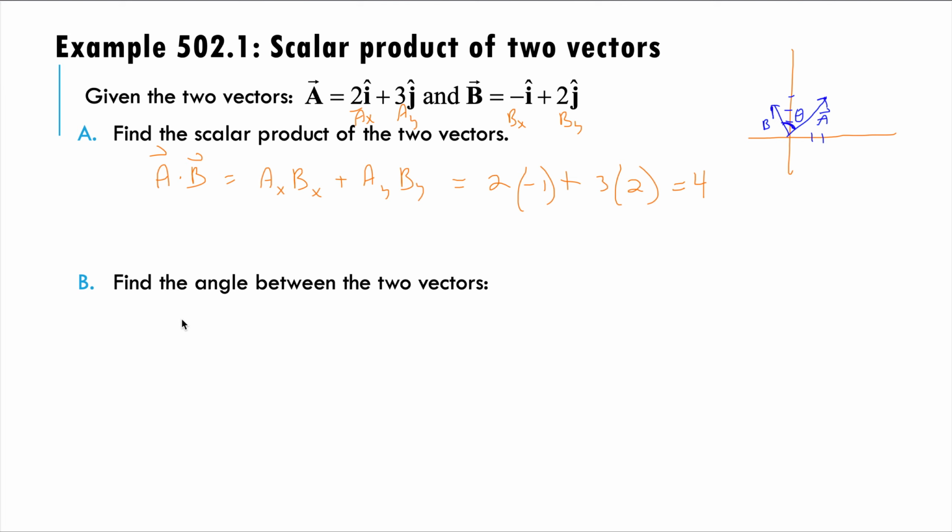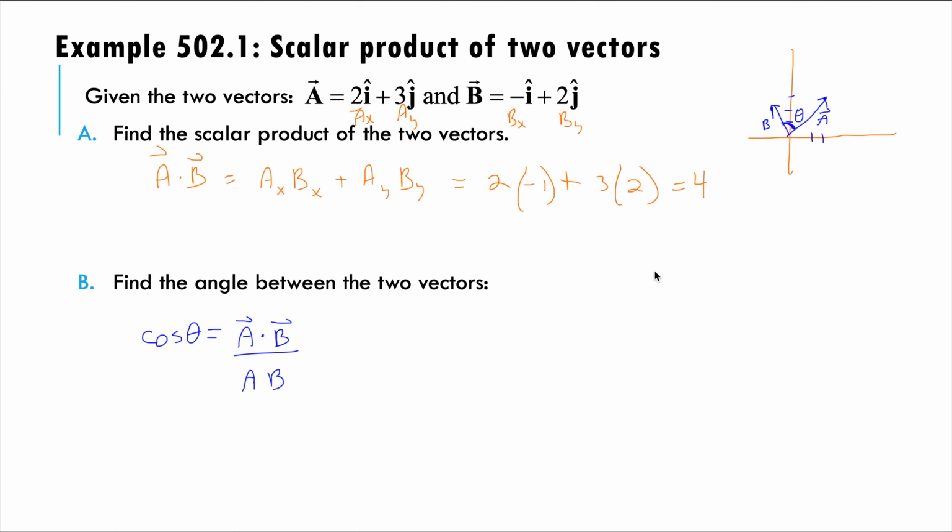And we said that to find the angle between vectors, we know that cosine of theta is equal to the dot product over the product of the magnitude of each vector. So we already have the dot product. Now we need to find the magnitude of each vector. We can do that on the side.